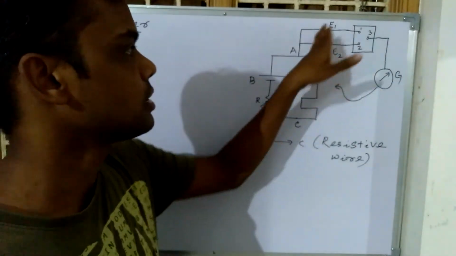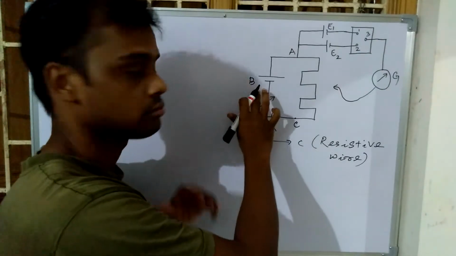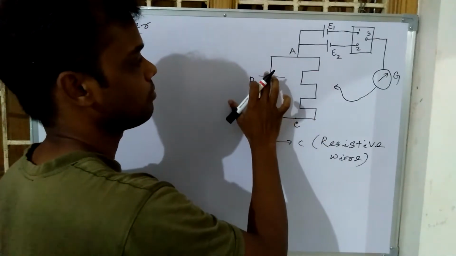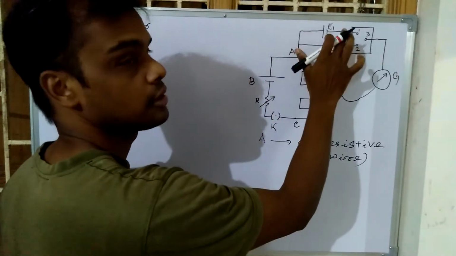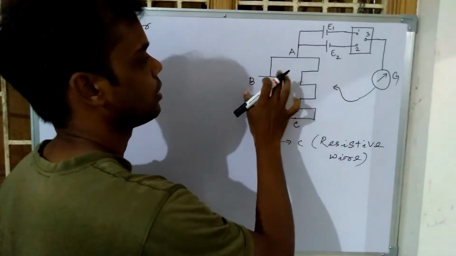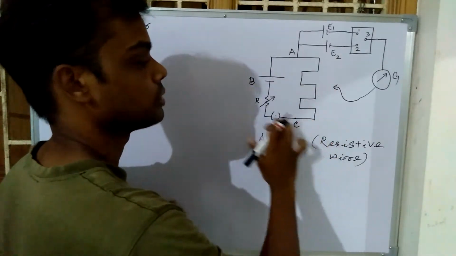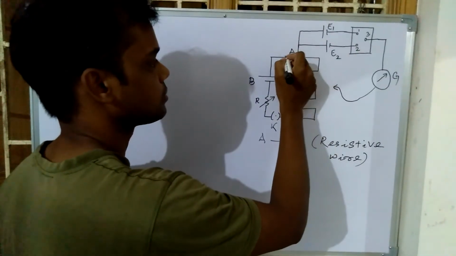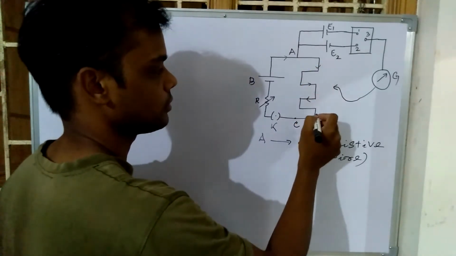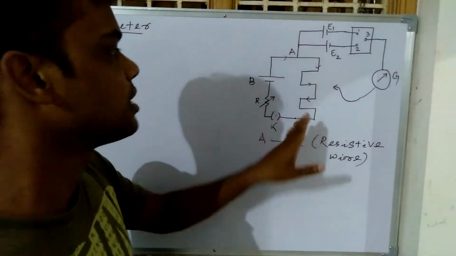So that means this part is not operating. Whatever current the battery is giving to the circuit will pass through this path. It cannot go in this path because this end is open. It will go like this and complete the loop in this path. That means initially current is already flowing.